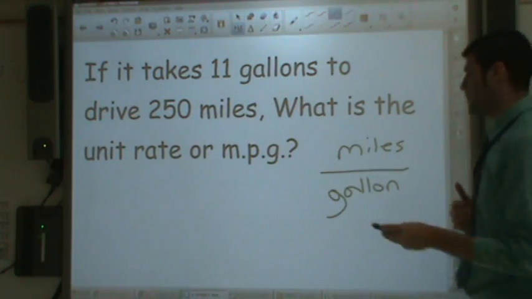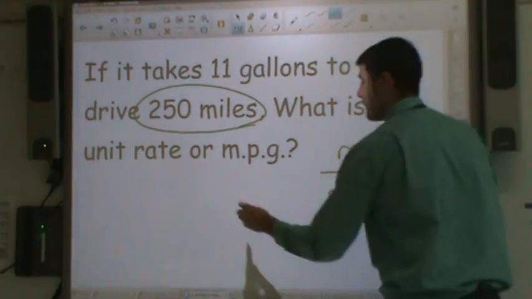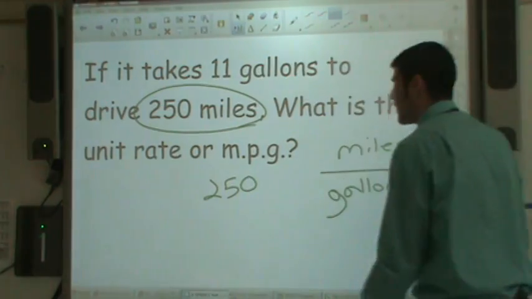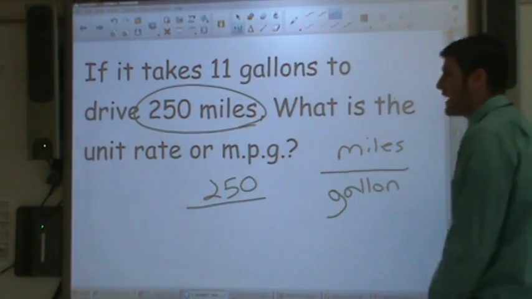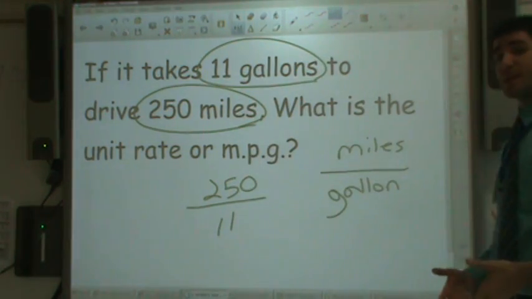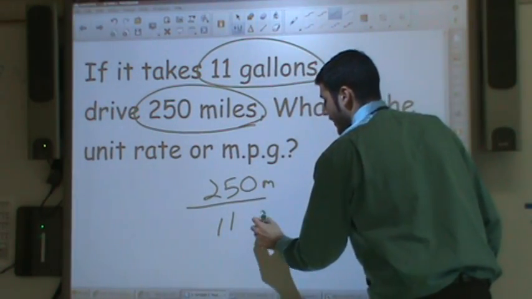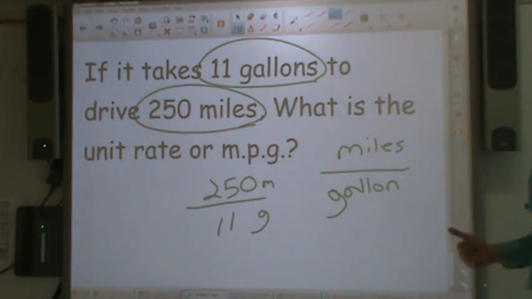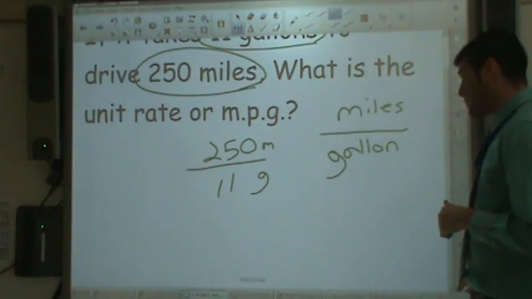Well, in this problem, 250 miles, so that's going to go on top. And then we're going to put that over the gallons, which we get 11 gallons. So the 250 goes on the top, and then we have the 11 gallons on the bottom. So we have miles per gallon. Miles per gallon matches up. We're good to go. All we need to do now is some simple division.